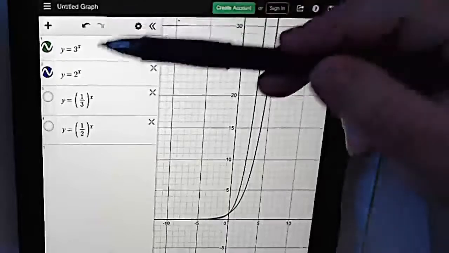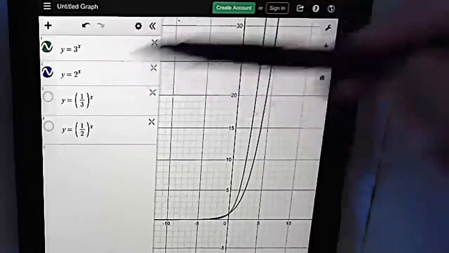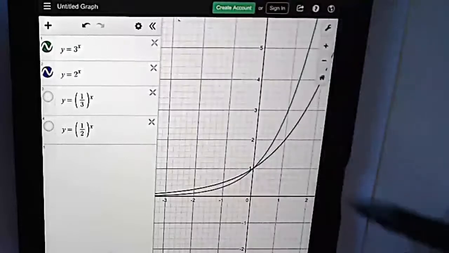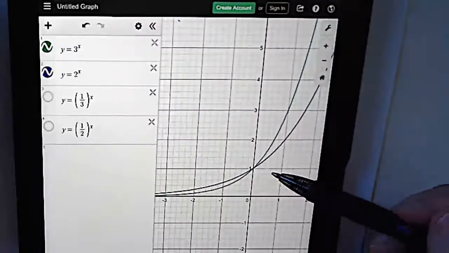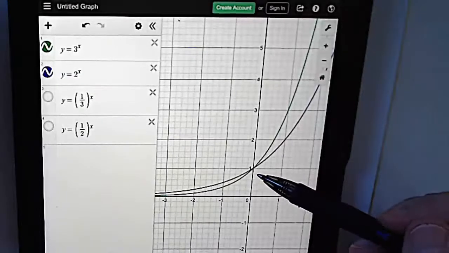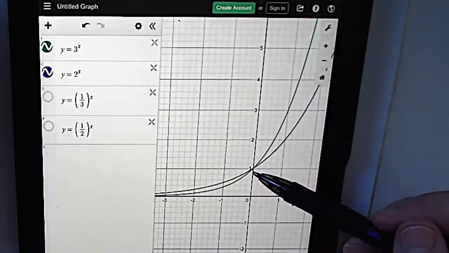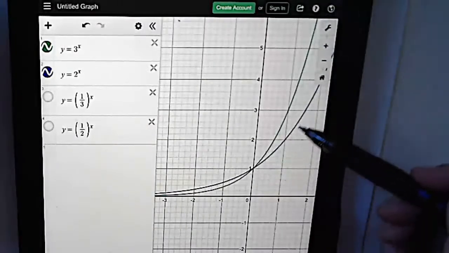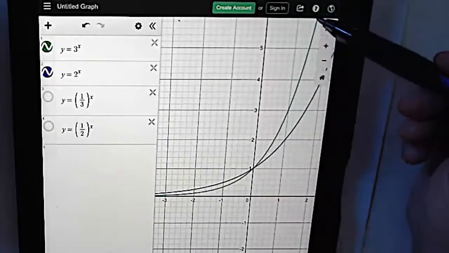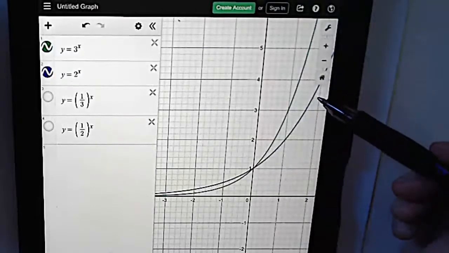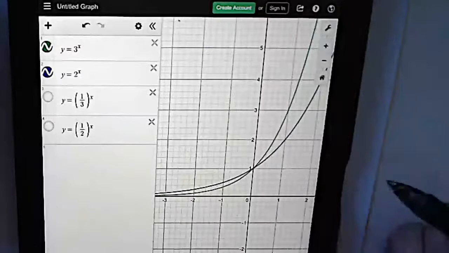So let's look. 3 to the x is in green, 2 to the x is in blue. They both, notice, they both go through that 0, 1. Remember I said that was a really important point for exponential functions. Notice that 3 to the x gets bigger faster than 2 to the x. So the green one is up above the blue graph on the right. But notice that on the left, they switch places.